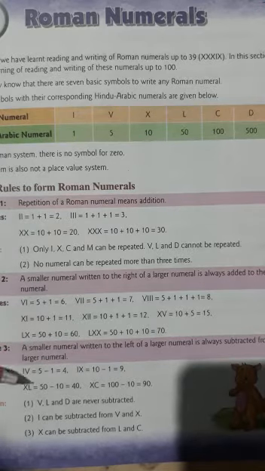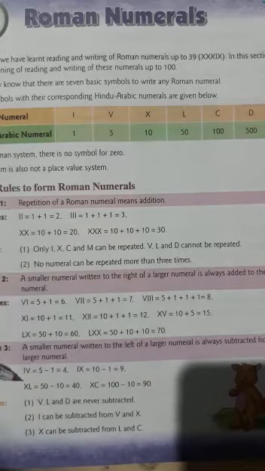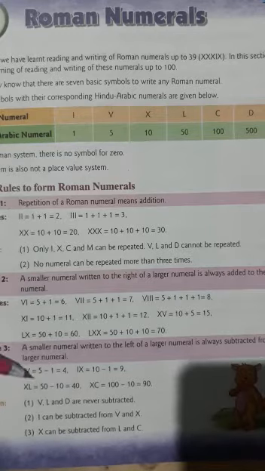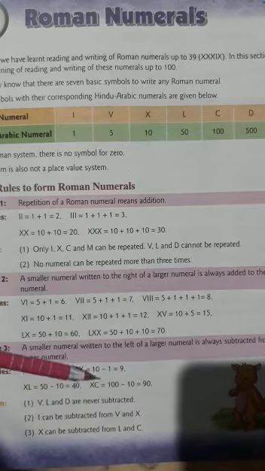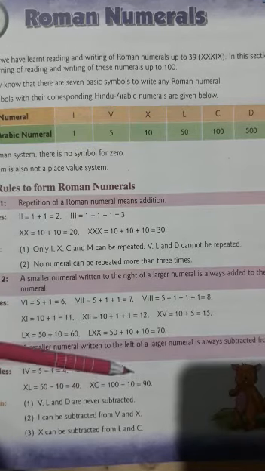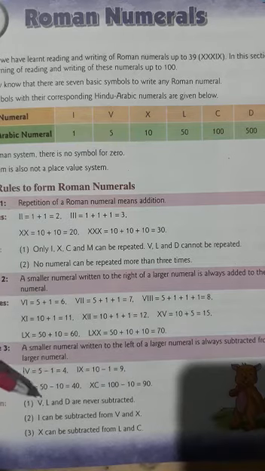In the same way, L means 50, but if you show X before L, then it will be 50 minus 10. 50 minus 10 means 40. Then XL means 40. XC means 90. Since C means 100, and you wrote X before 100, then it will be 100 minus 10, 90. Okay. V, L and D are never subtracted.